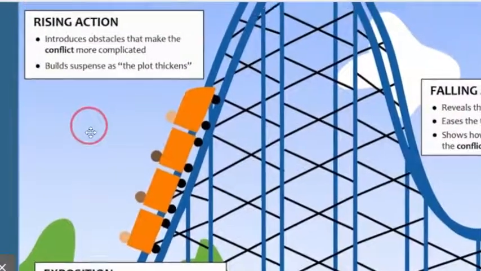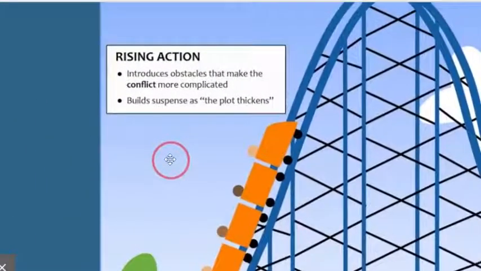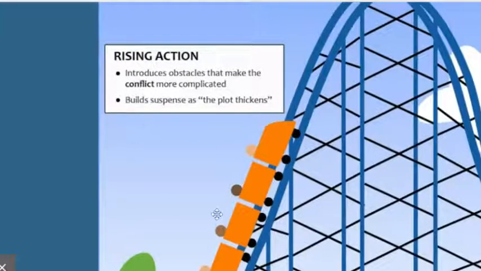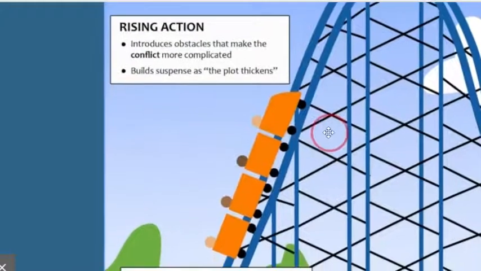All right. So then the next stage is the rising action. The rising action introduces obstacles that make the conflict more complicated, and it builds suspense. It's where the plot thickens. So this is you and your friends are on the roller coaster, and you're going up that hill. And you're hearing that click, click, click sound as you're creeping up the hill, and things are getting higher and higher. And that knot in your stomach is just getting more and more intense. And you know you're on this ride and there's no way you can get off, but you really want to. That's the rising action of our story.